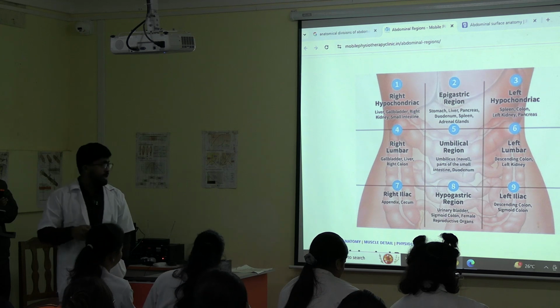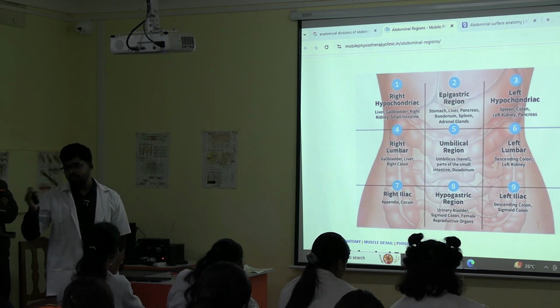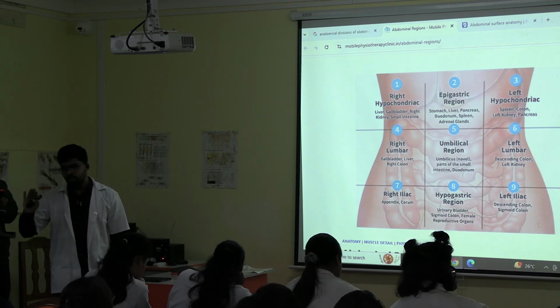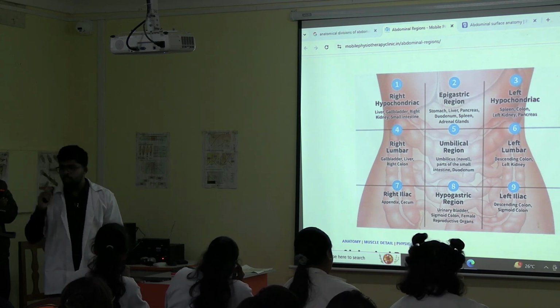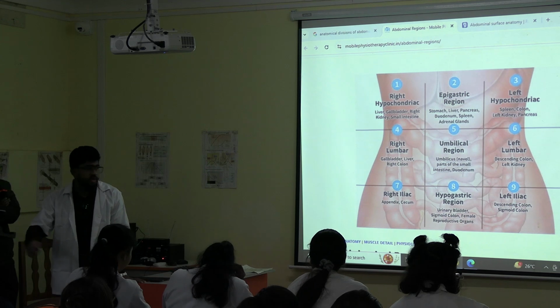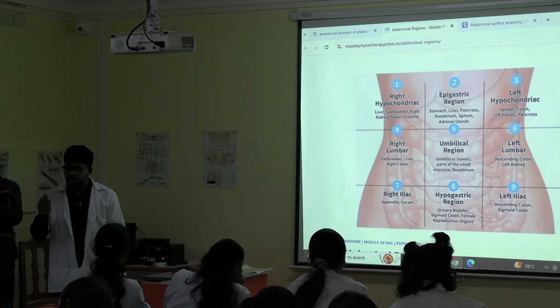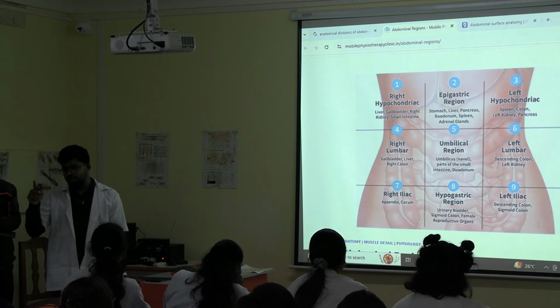When you examine and with history, if you suspect this patient is suffering from gastritis, then whenever you are doing the systemic examination, or examination of the abdomen especially, you will try to palpate this epigastric area with more concern.